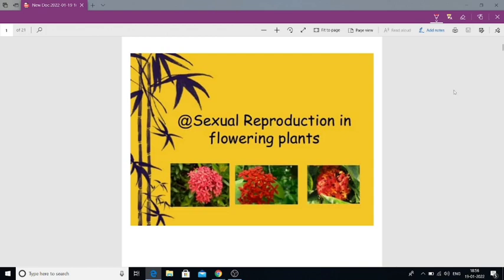So today we will be starting a very important topic in your class 10th syllabus, CBSE class 10th as well as for class 12. In this topic I have tried to complete both the 10th and the 12th syllabus. But first we need to know what the topic is. So today our topic is sexual reproduction in flowering plants.